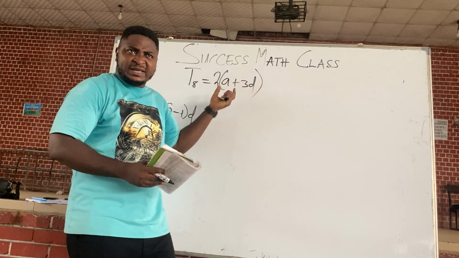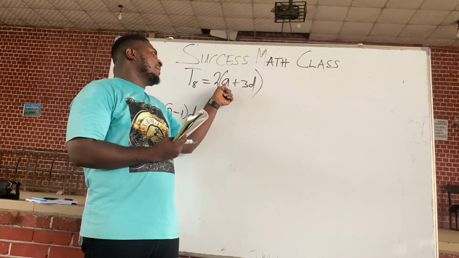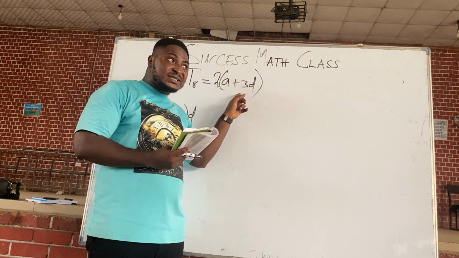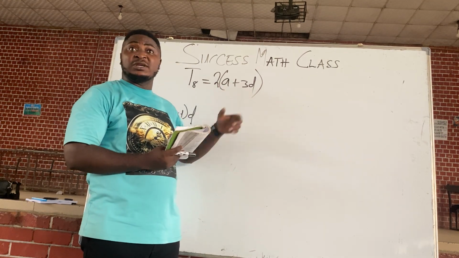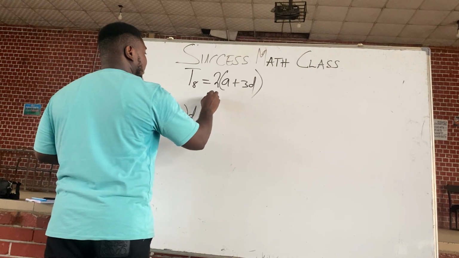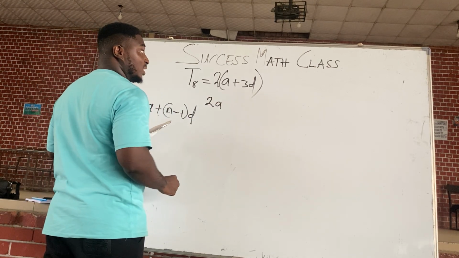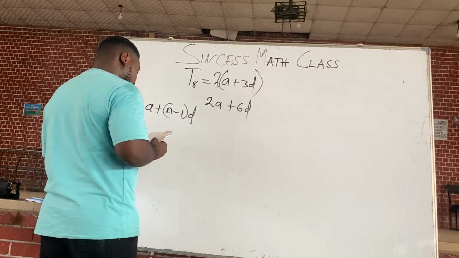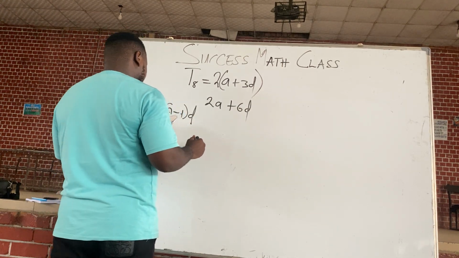Class, follow carefully, please. The 4th term is A plus 3D. But the 8th term is 2 times the 4th, so that's 2 times A plus 3D. 2 times A, 2 times 3D, which is 6D. And the 20th term is 40.